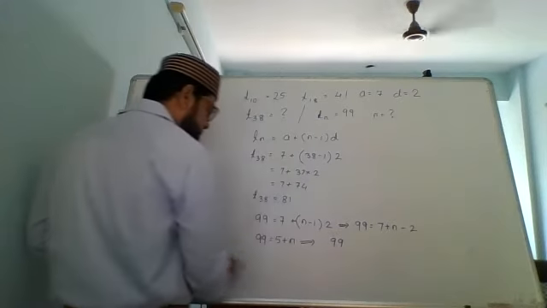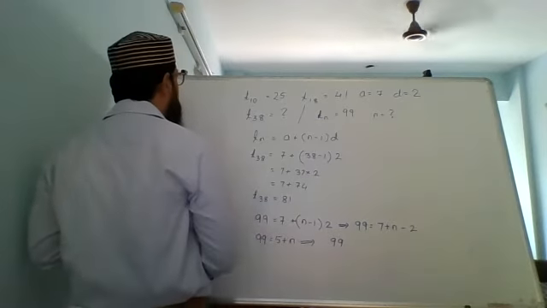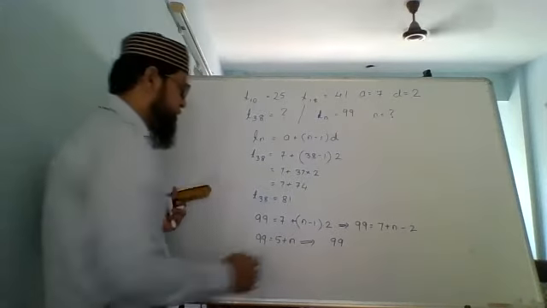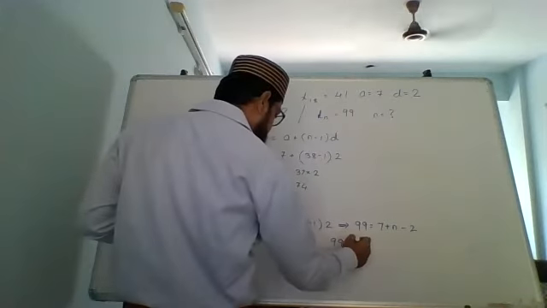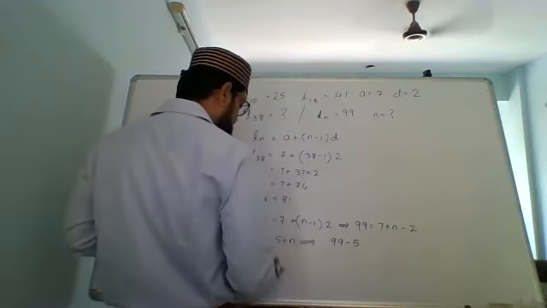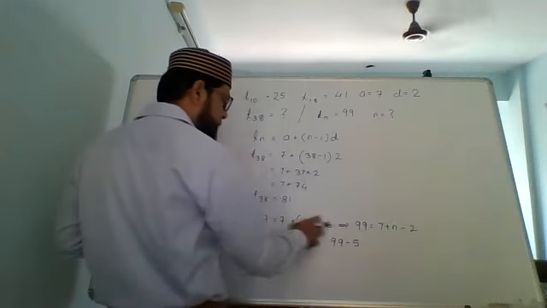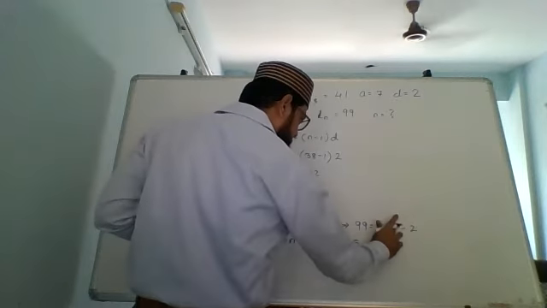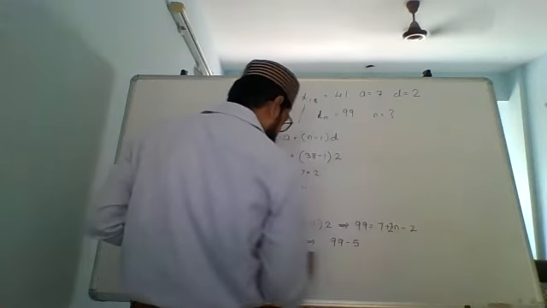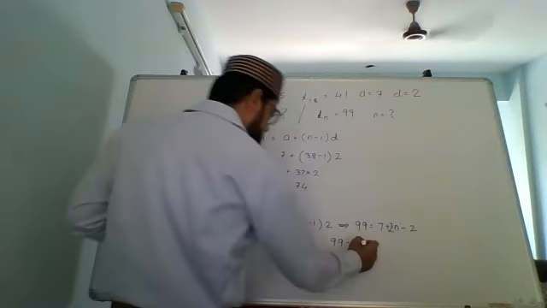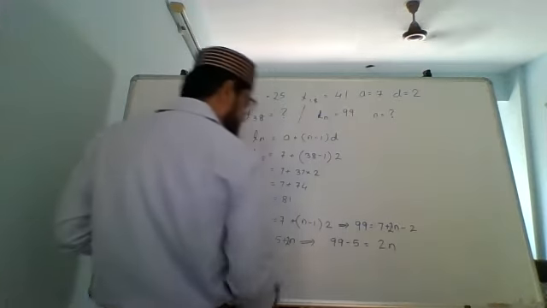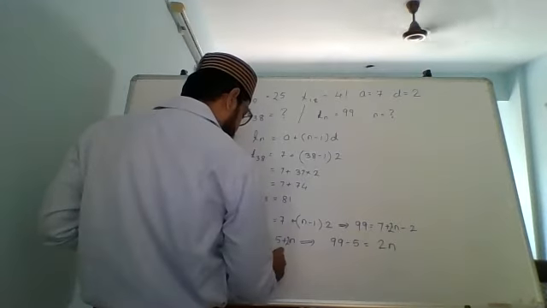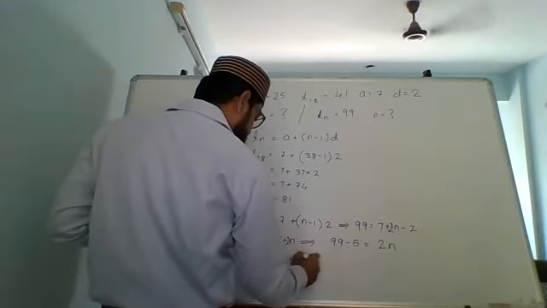99, bring this 5 this side. From the right hand side, bring it to the left hand side. So if the side is going to change, the sign is also going to change. So 99 minus 5. Nobody told me, that's where you have made a mistake. You have to multiply this 2 by everything in the bracket. So this will be 2n and not just n. 2n minus 2. 99 minus 5 is 94, which is equal to 2n.